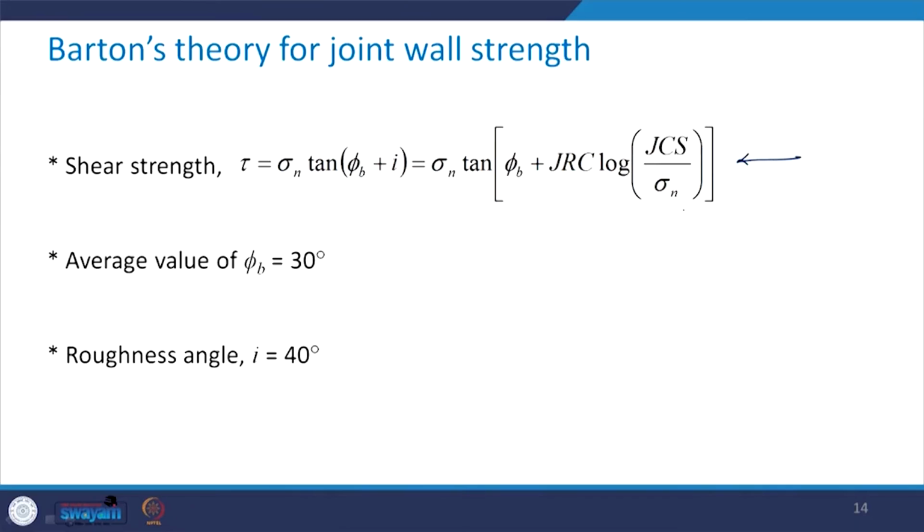Now, the shear strength can be defined by this expression. What we have done is just substituted the expression for I in this expression, and the resulting equation is this. The average value of phi for the rock is given as 30 degrees, while the value of the roughness angle is 40 degrees.